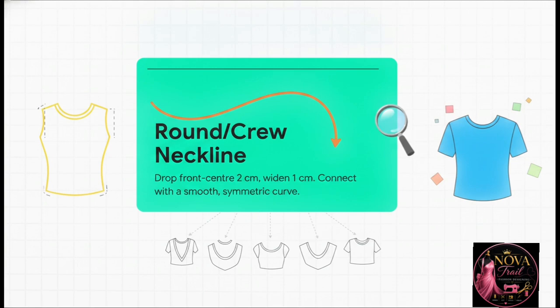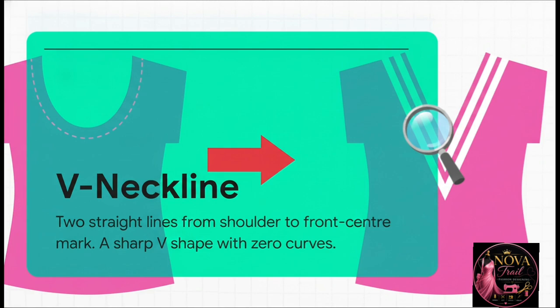This is the baseline. Now, what happens if you ditch that curve entirely? You get the classic V-neck. You decide on your depth at the front center and draw a straight line directly from the shoulder point down to that mark. No curves whatsoever. Just a clean, sharp, striking V.